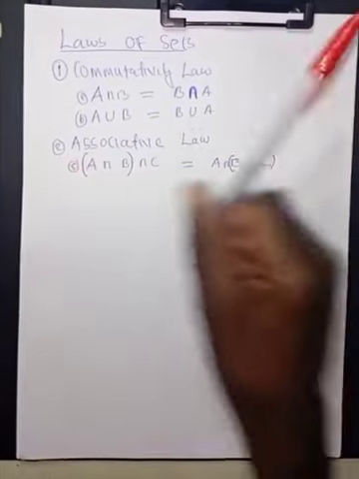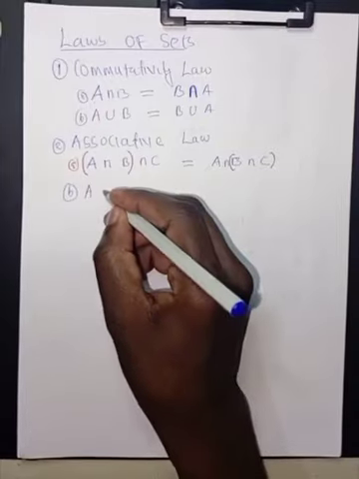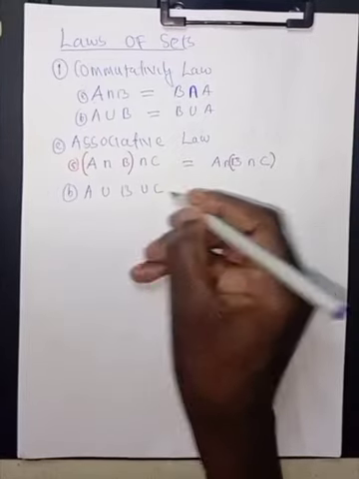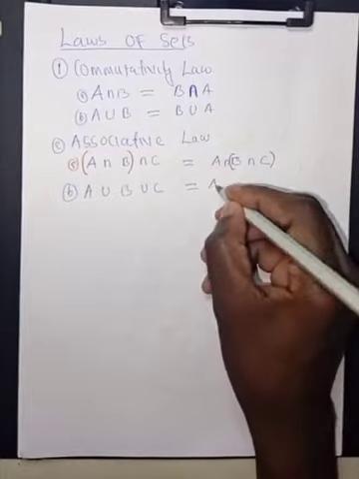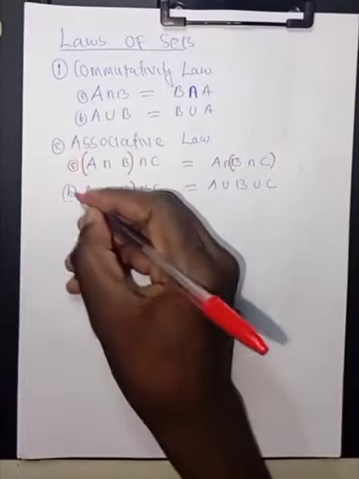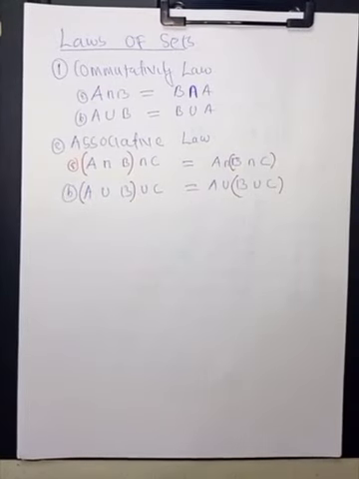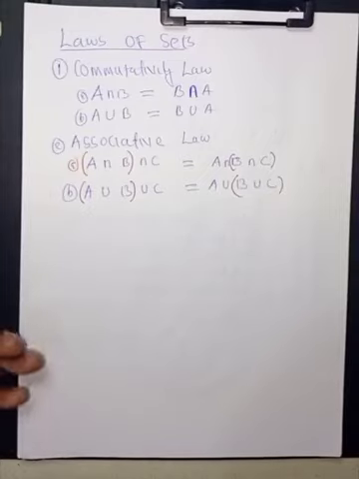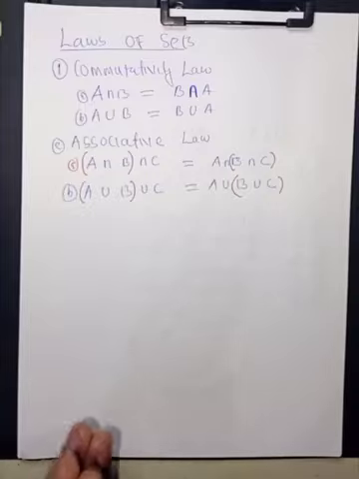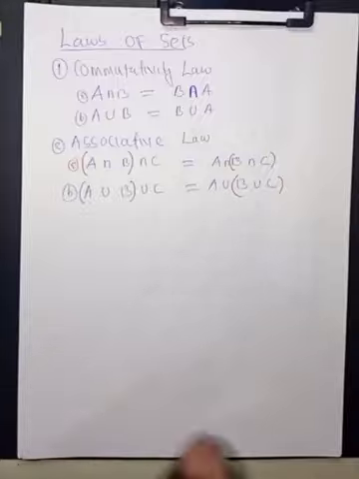Then for B we use union. So we have A union B union C, which can be equal to A union B, and union C. It's the same thing. I can put these two here, and on this side I do this. It has to be equal. So this is the associative law. There is the associative law of intersection and the associative law of unions. This is all you need to know: a law and what it states, or its mathematical expression.